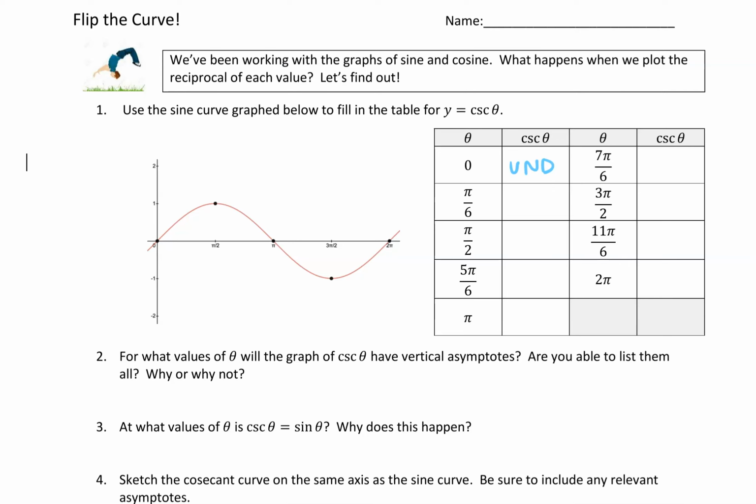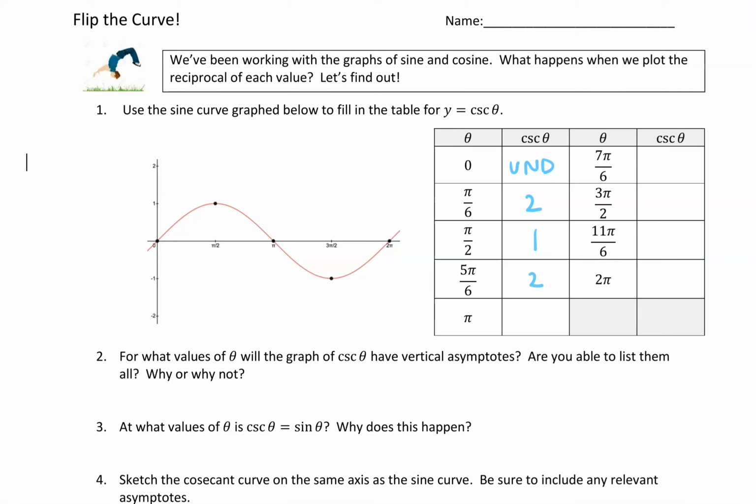Okay. What about cosecant of pi over 6? So pi over 6 is just a positive 2. Yep, because sine is 1/2, right? Okay. And then what happens when we do cosecant of pi over 2? That's going to be a 1. Cosecant of 5 pi over 6 is going to be a 2.